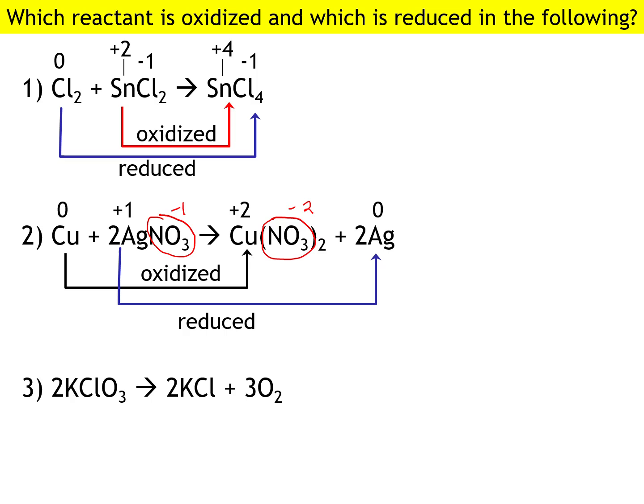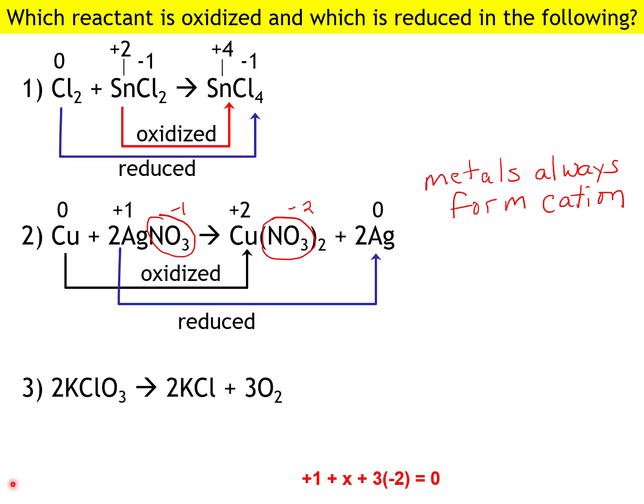Something to keep in mind is that metals always form cations. So if you have a metal in an ionic compound, the oxidation number is always going to be positive. If you see the elemental metal on one side and it's in a compound on the other side, right away you know that that is the oxidation reaction. So let's go on to the next one.